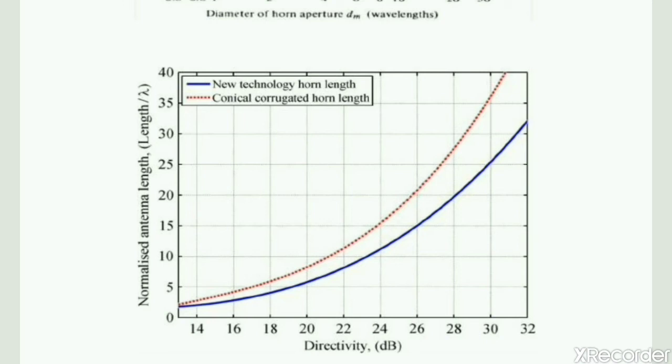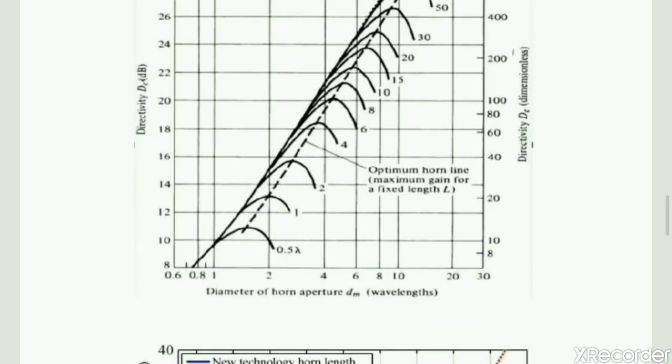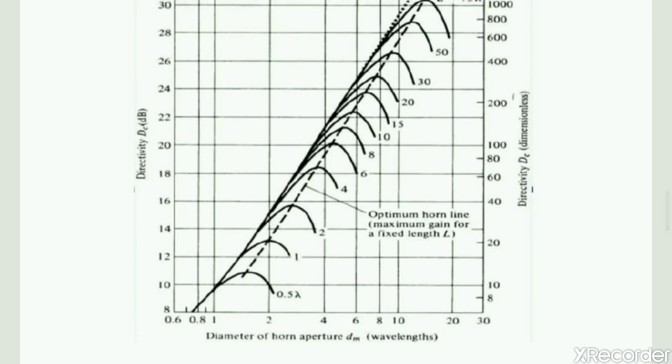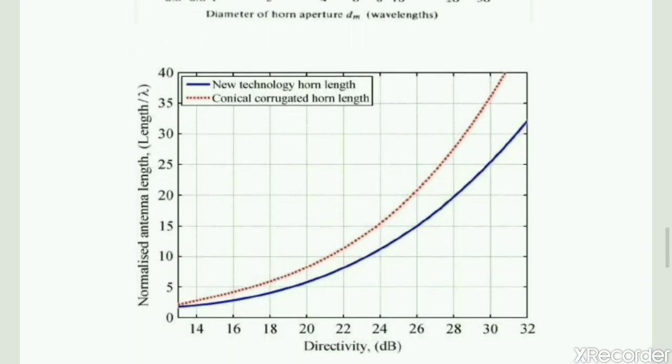So please remember these are the basic plots or graphs for the directivity and the diameter of horn aperture, and this one is for antenna length and the directivity.